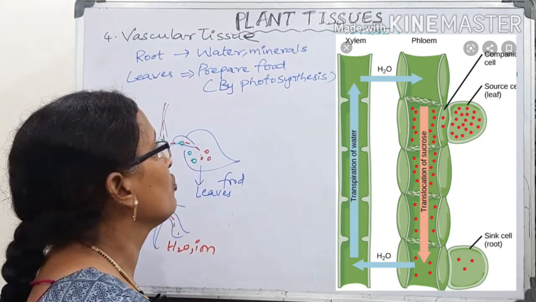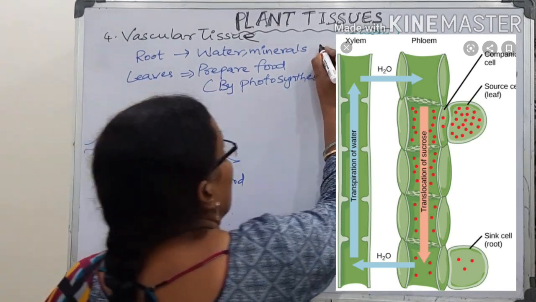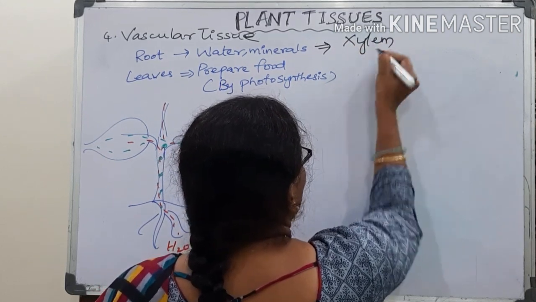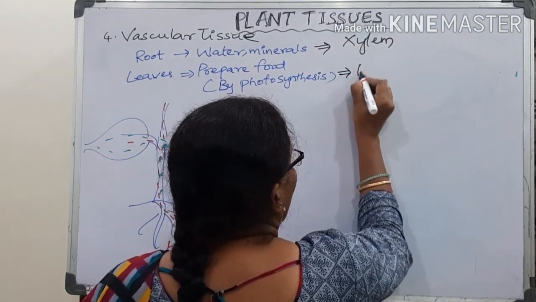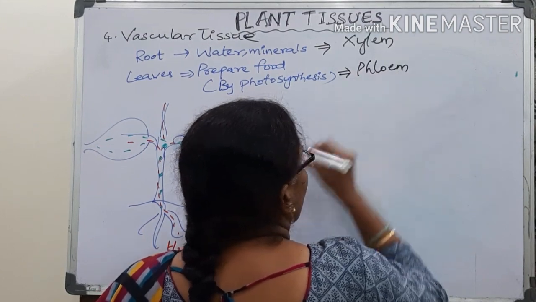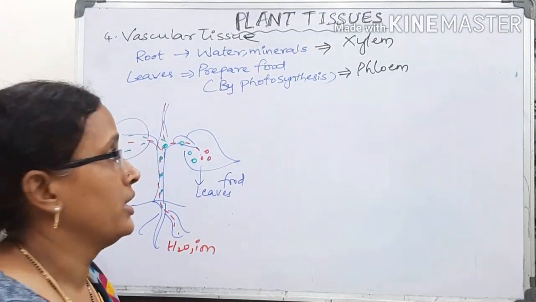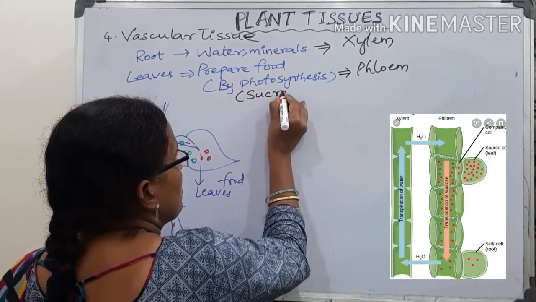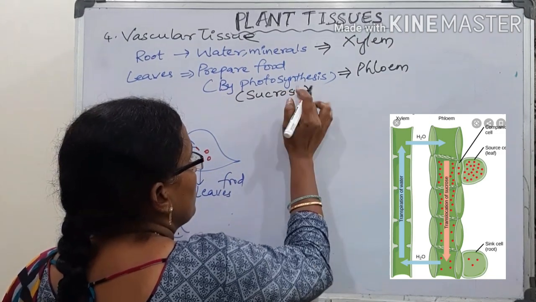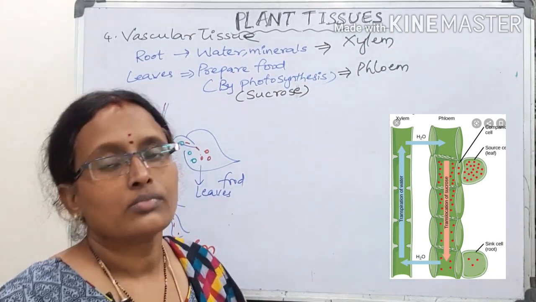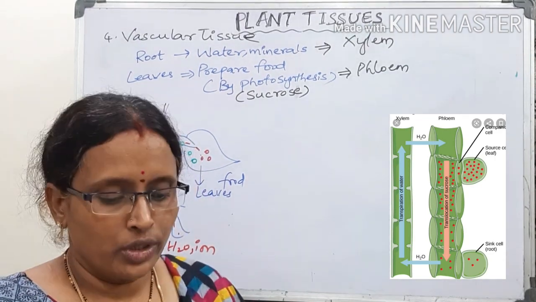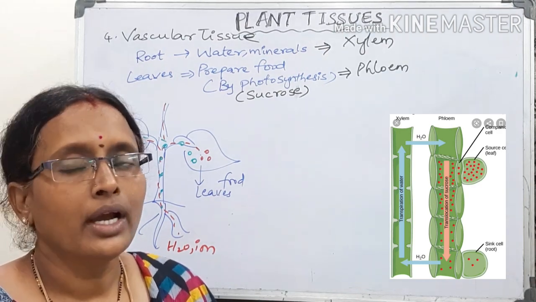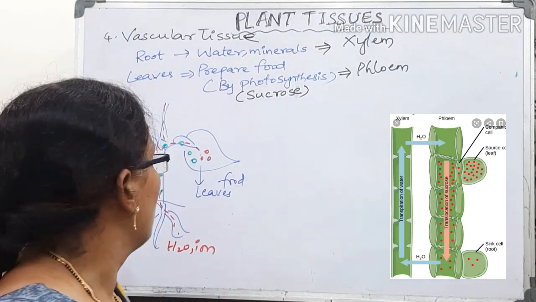For the conduction of water and minerals, we have xylem tissue in plants. We have phloem tissue in the plants for the transportation of food materials. Food materials are transported in the form of sucrose. So for the transportation of food materials, we have the phloem, and xylem is for the transportation of water and ions.